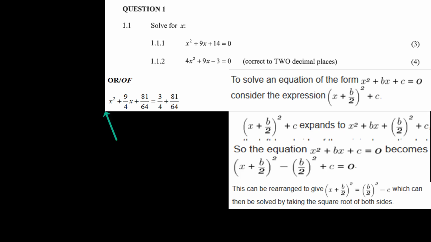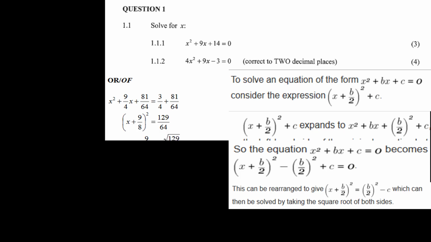First, divide our equation by 4, so that we get a equals 1, b equals 9 over 4, and c equals 3 over 4. Then add the term 9 over 4 over 2, or 9 over 8 squared, or 81 over 64 to both sides. Then you get x plus 9 over 8 squared equals 129 over 64.